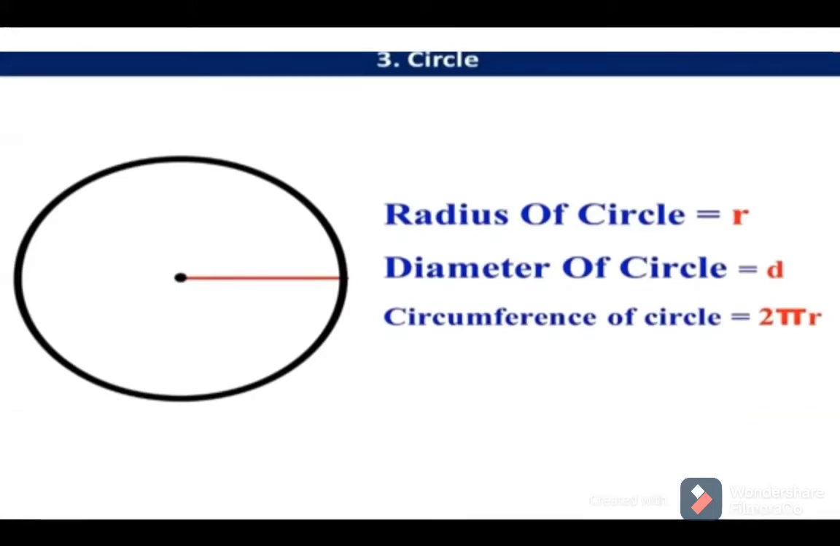There is a relationship between radius and diameter. Diameter is 2 times of radius, or you can say radius is half of the diameter.